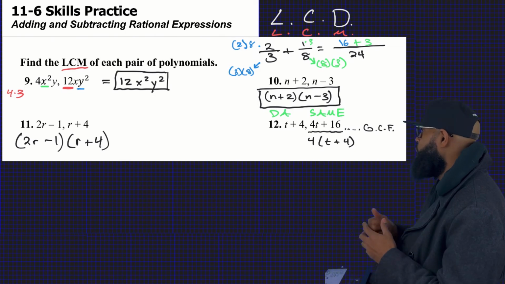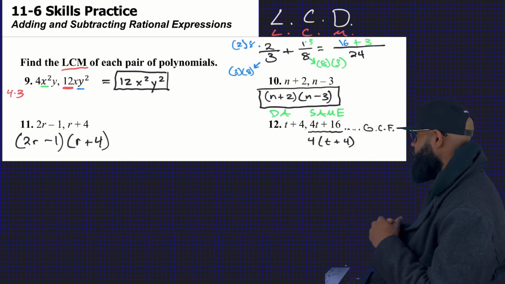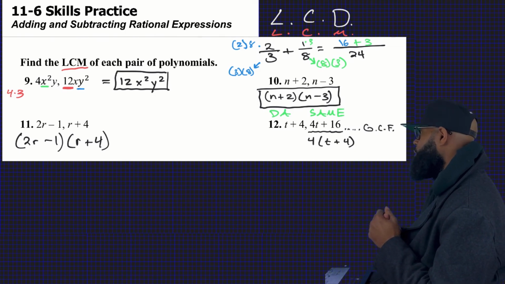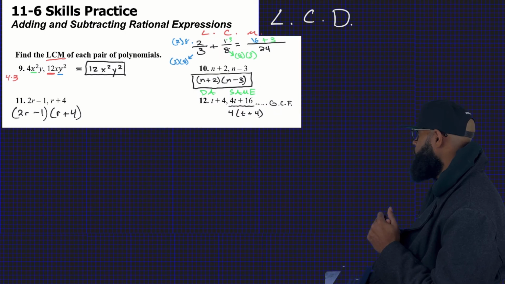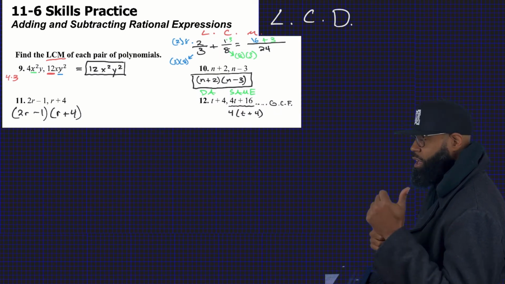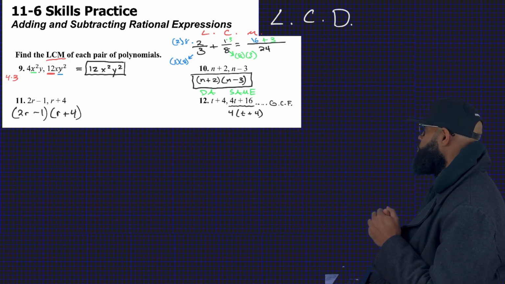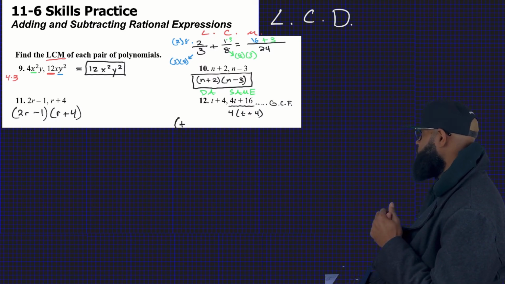I'm okay with that. For 12 though, there's a GCF, and I already pulled it out. 4t plus 16, pull out your greatest common factor of 4. 4 comes out, oh, it's gonna go fast. And you get, oh, it's still there, good job. So the 4 comes out of the second binomial, 4t plus 16. So I get 4 parentheses t plus 4.